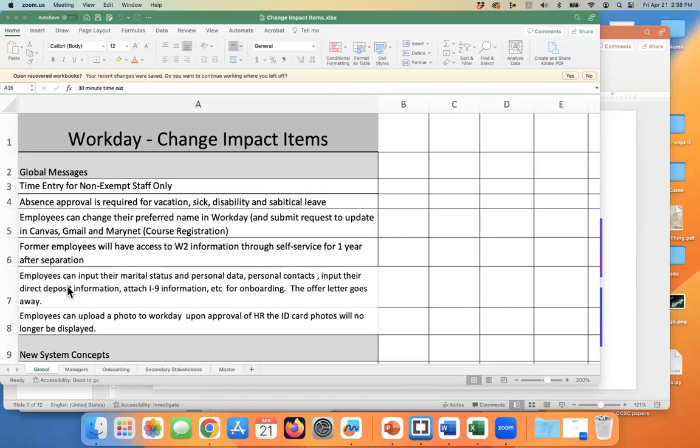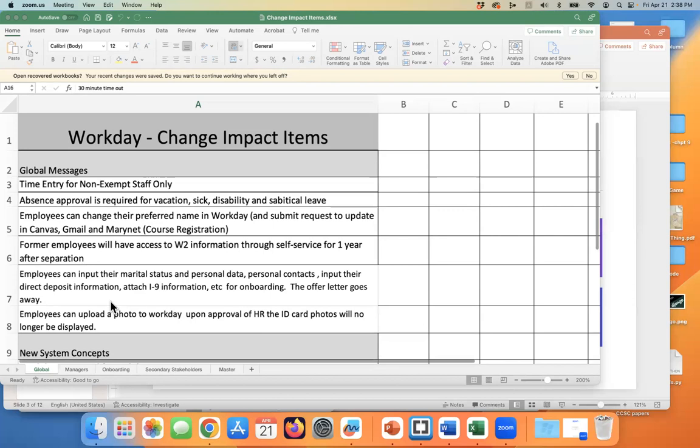So, for example, employees can now input their marital status. That was something that employees couldn't do before. We had to send a message to HR. Employees can upload a picture. So this is for everybody. Everybody is impacted by this. So that was a change.